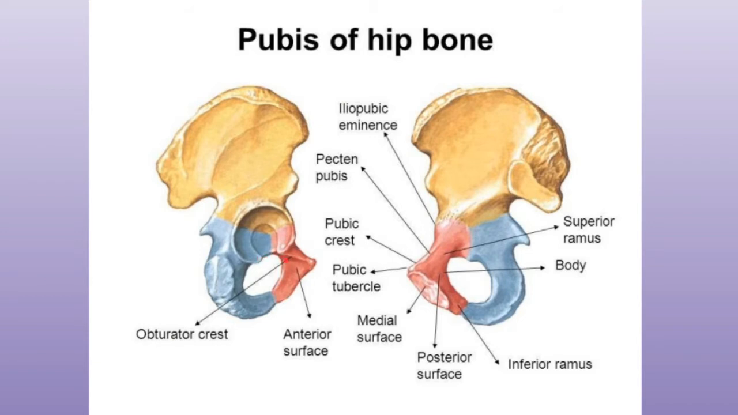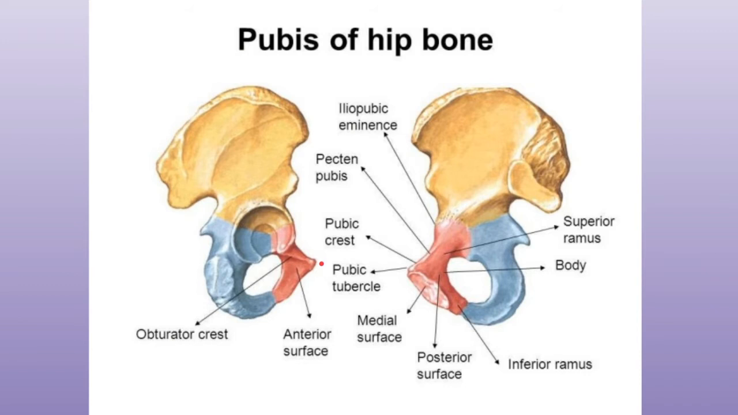Next is the inferior border. As you can see, this is the inferior border. This inferior border of the superior ramus forms the superior border of the obturator foramen, the upper margin of the obturator foramen. Next are the surfaces of the superior ramus. There are three surfaces: the pectineal surface, pelvic surface and the obturator surface.